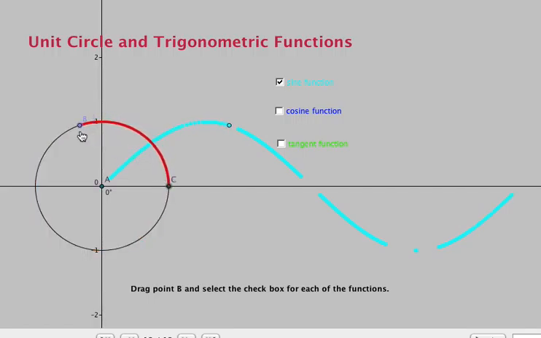So this graph is only showing us from 0 to 360, but as we move around this circle, our graph is going to be repeating. So we're going to get a nice smooth wave.